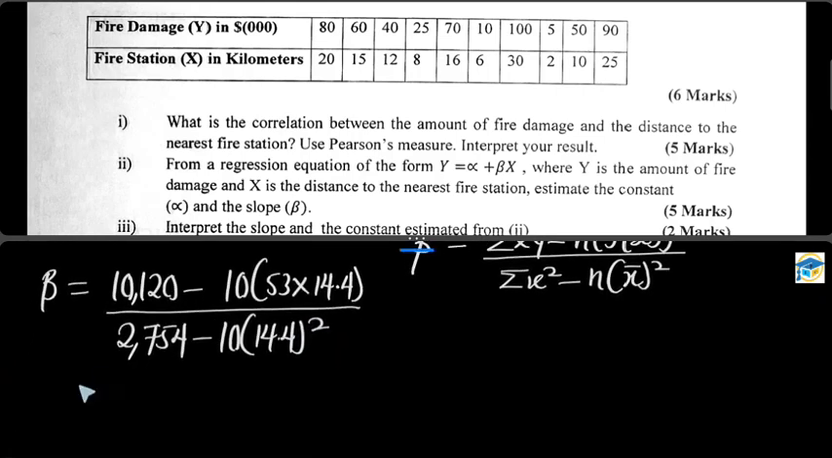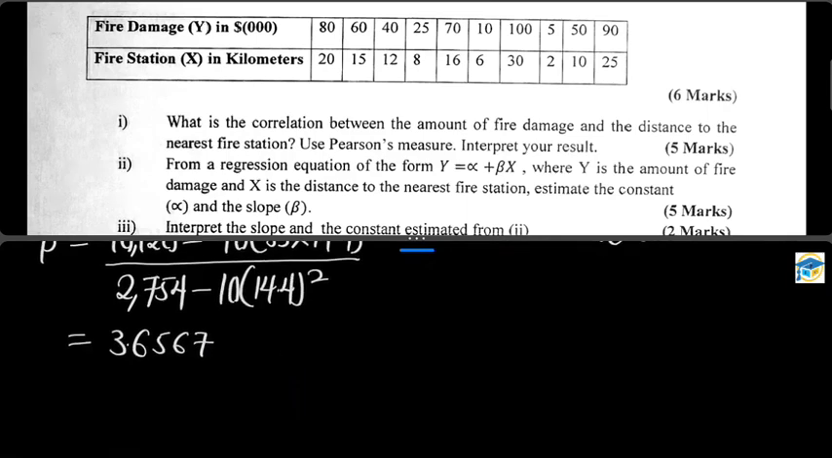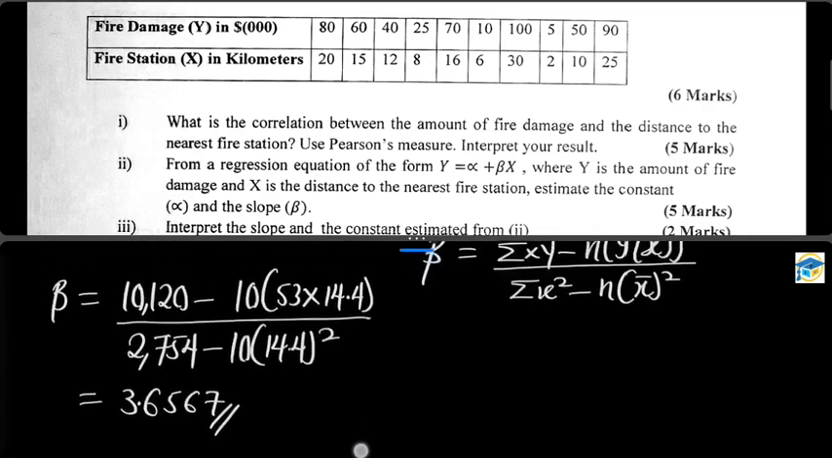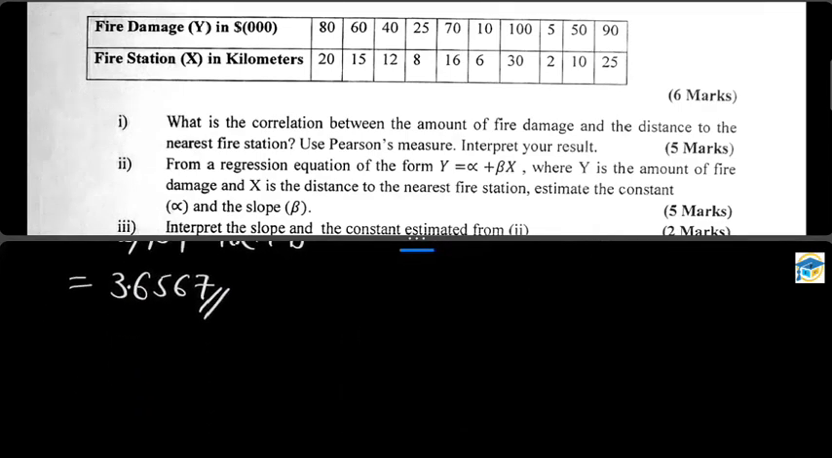So the slope of this equation is a matter of using your calculator. Don't waste time here. By my calculation, I had the slope of the regression equation to be equal to 3.6567, in 4 decimal places. You should be able to arrive at 3.6567. So that becomes the value of my slope, which is represented as the beta.